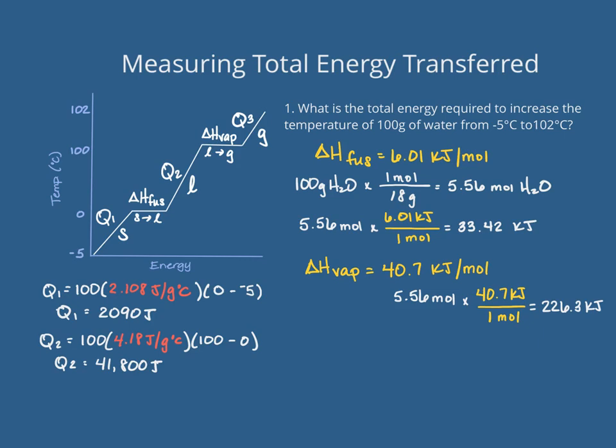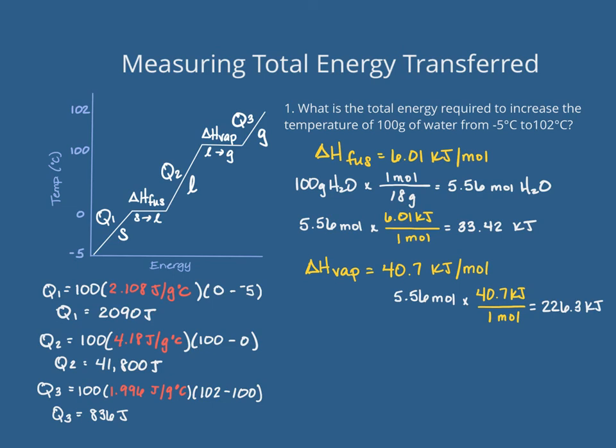Finally, for Q3, I do the same thing that I've been doing. So my Q3 equals 100 grams for my mass times my specific heat for gaseous water, which is 1.996 joules per gram degree Celsius. So I put that in for my specific heat since I'm working with gaseous water for this piece. And then my temperature change, my delta T, is final minus initial. And for this piece, my final temperature is 102 degrees Celsius, but my initial temperature was 100 degrees Celsius. So 102 minus 100, so my delta T is just going to be 2. So 100 times 1.996 times 2, and I get a Q of 836 joules.